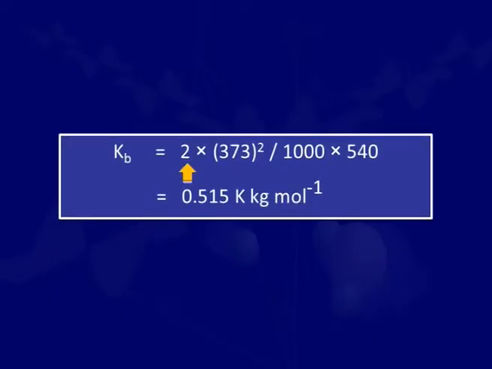So, for water, we are taking R equal to 2 calories per mole per Kelvin, Lv equal to 540 calories per gram, Tb equal to 373 Kelvin. Putting these values in the expression for thermodynamic calculation of elevation in boiling point, we will get Kb equal to 0.515 Kelvin kg per mole.